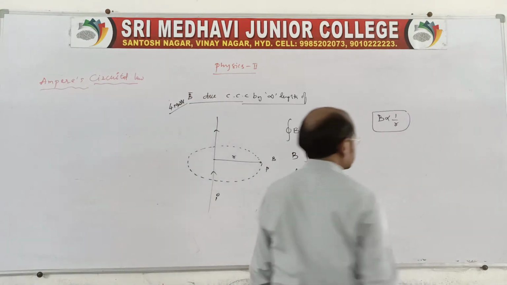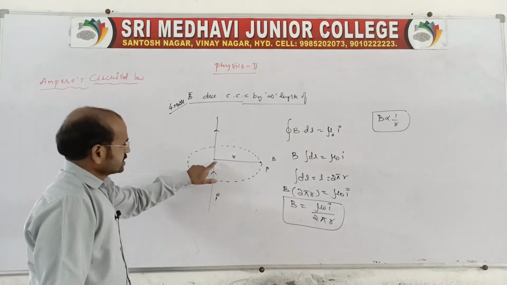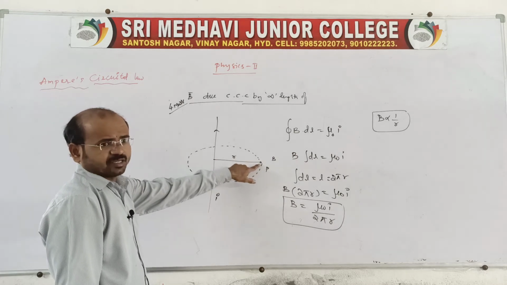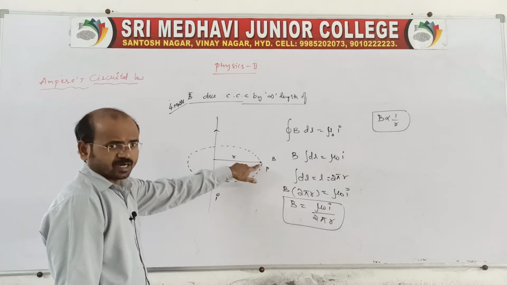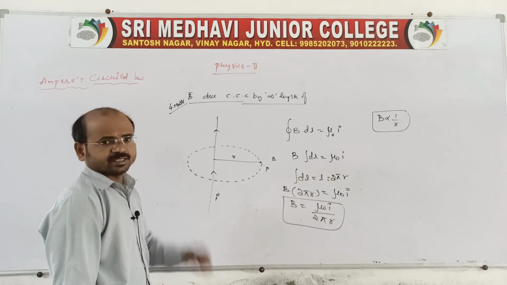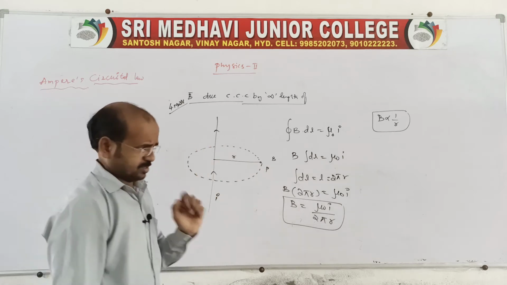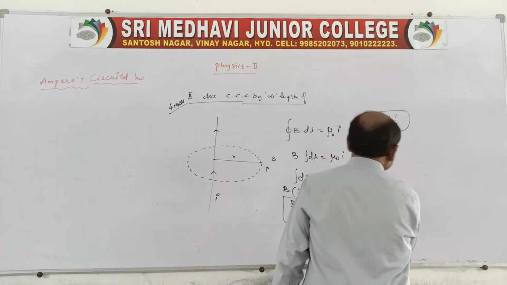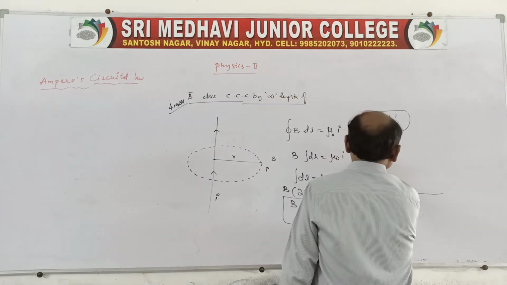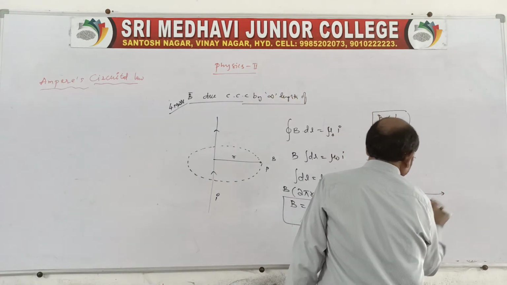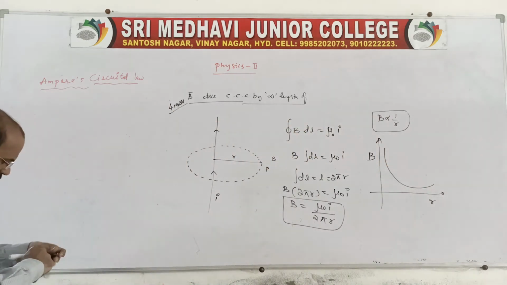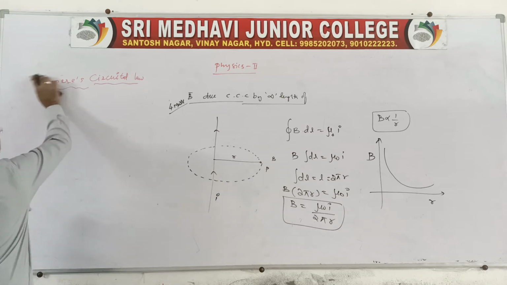Here r is the distance between the current carrying conductor and the point of observation. If r increases, B decreases. If r decreases, B increases. So this is very, very important. By using this, let us draw a graph, because the graph is also very important. B is taken on the y axis and r on the x axis, which is represented as a rectangular hyperbola.